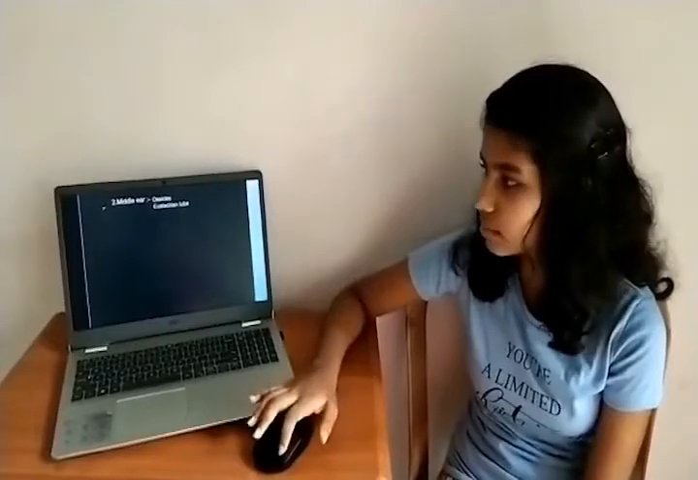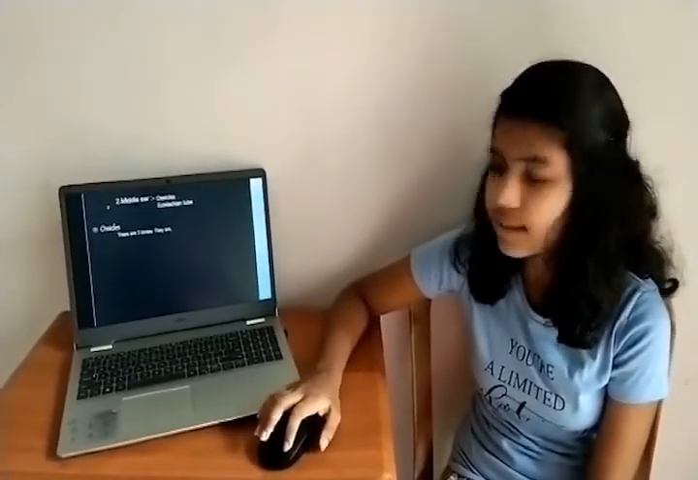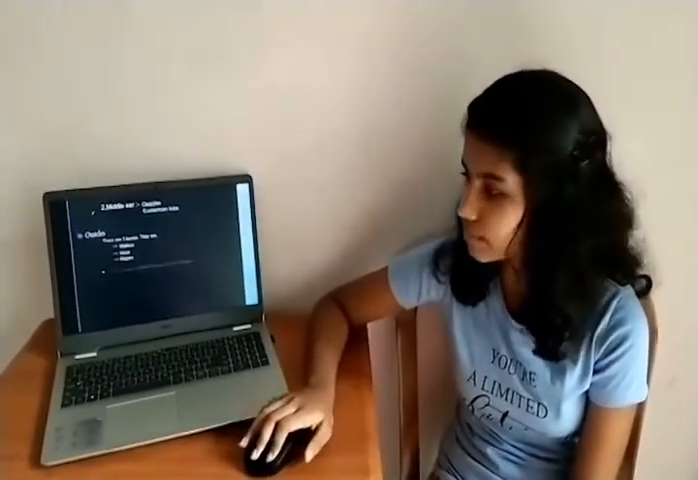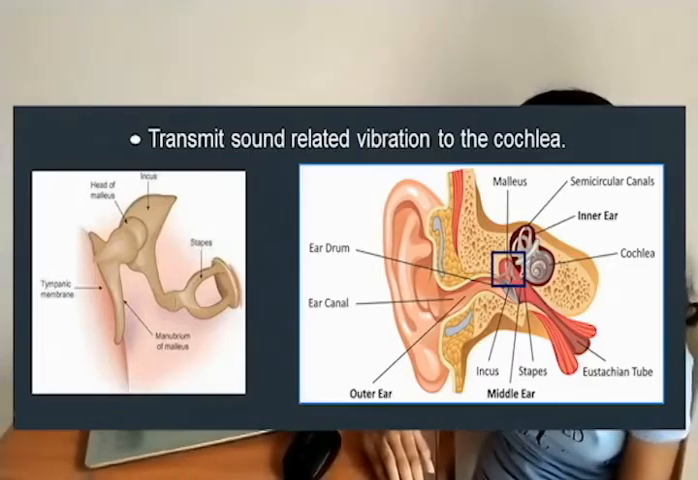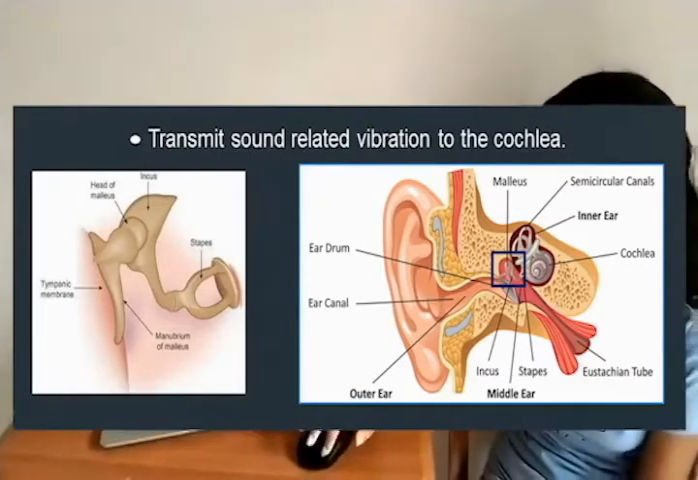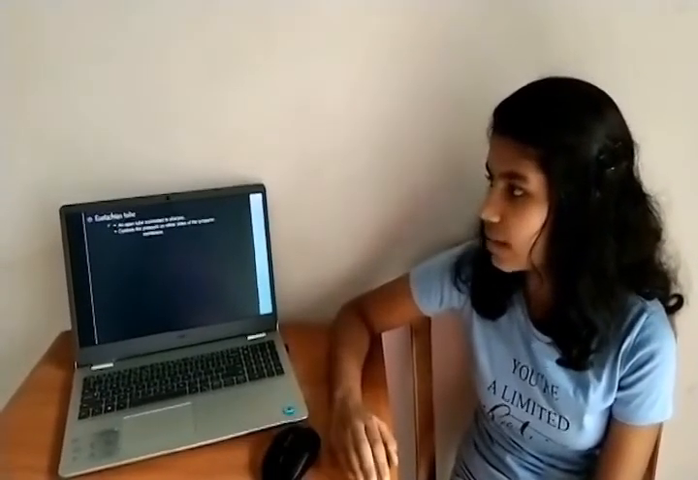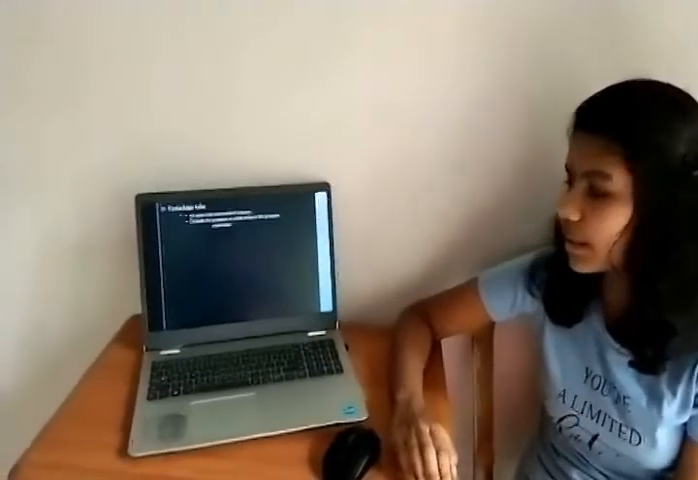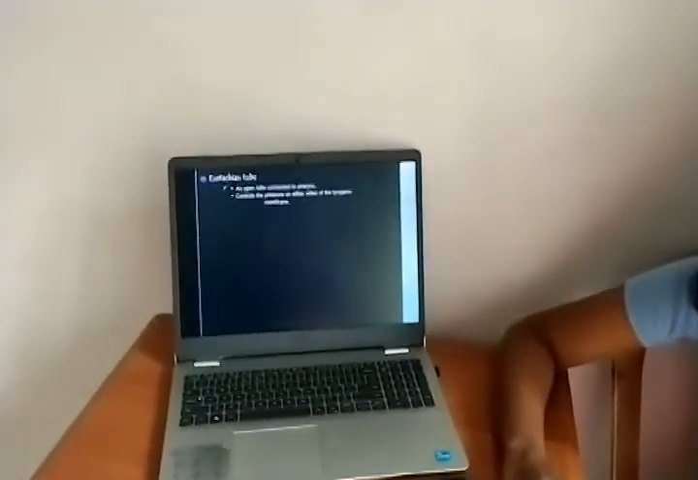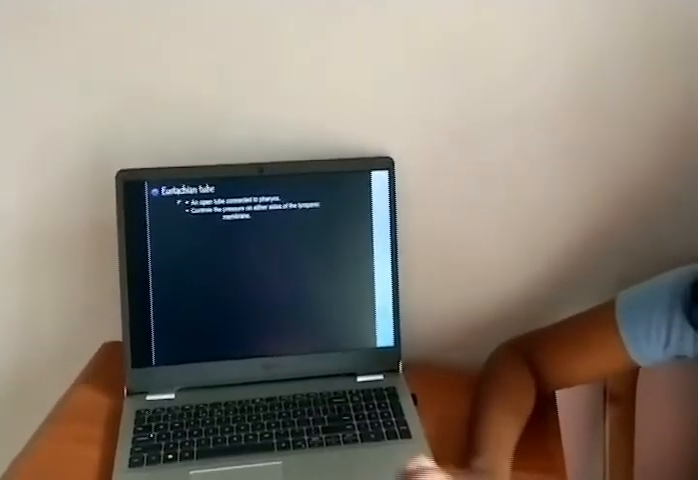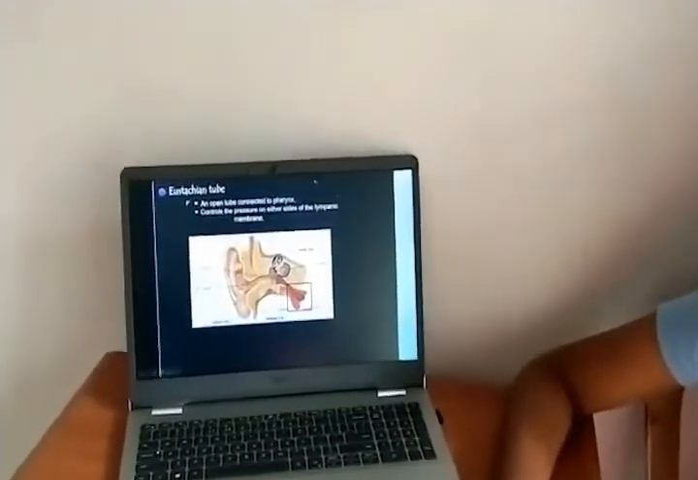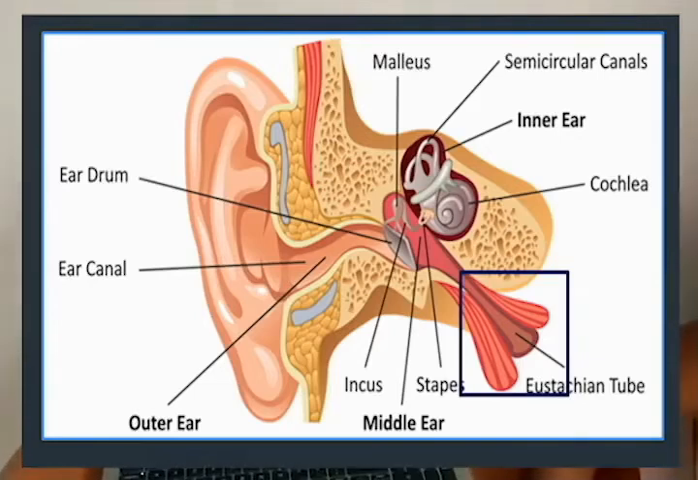Middle ear. In the middle ear there are two parts. They are ossicles and eustachian tube. Ossicles, there are three bones. They are malleus, incus and stapes. Transmit sound related vibration to the cochlea. Eustachian tube. An open tube connected to pharynx. Control the pressure on either sides of the tympanic membrane. This is the place that eustachian tube is situated.